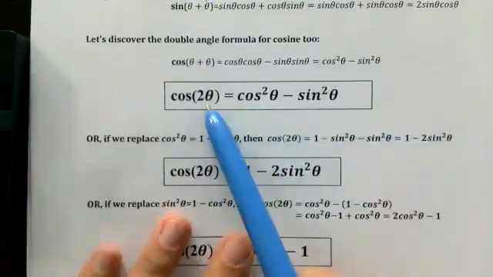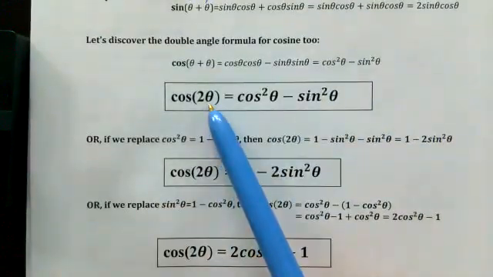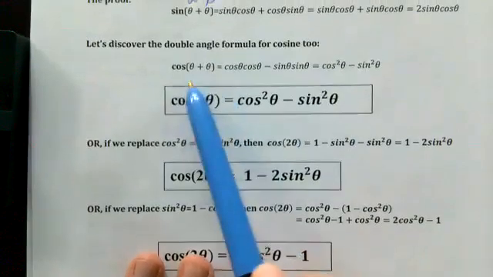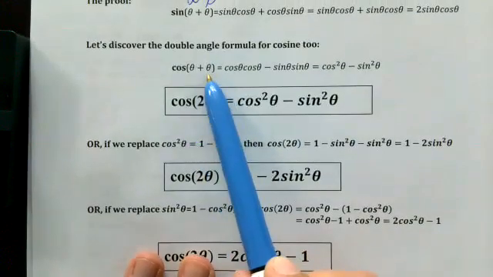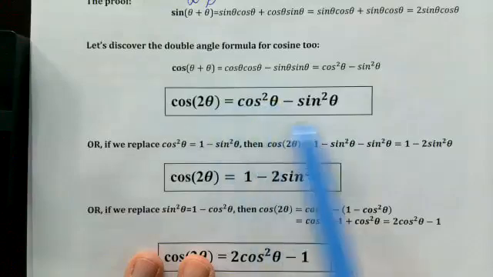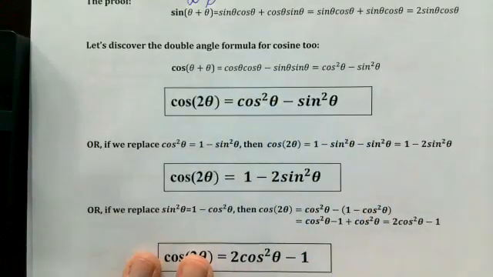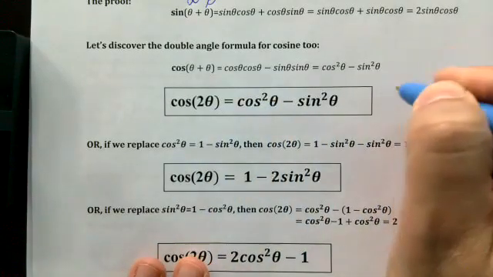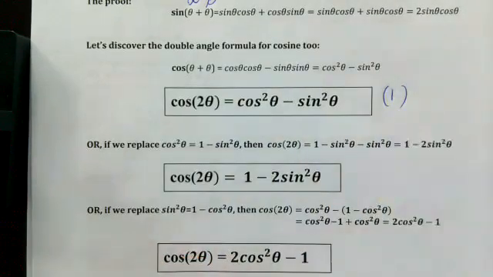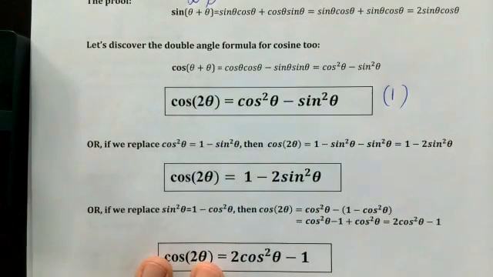Now we have a cosine of double angle as well. And if you do the same approach of proof like before, we're going to end up with this main formula for cosine of theta. I'm going to call this one number 1. So cosine of 2 theta equals cos squared theta minus sine squared theta.